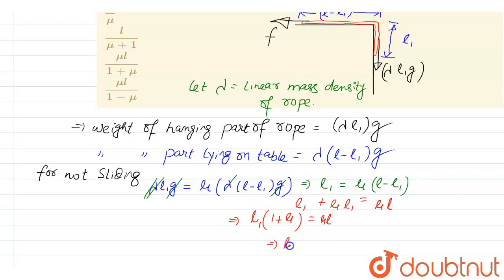This implies L1 will be equal to mu L upon 1 plus mu. This is the maximum part of the rope that can be hanging without sliding down. Now, which of the given options is correct? L1 is coming to be mu L upon 1 plus mu, so option C is the correct relation for L1. I hope you are clearly able to understand. Thank you for watching.